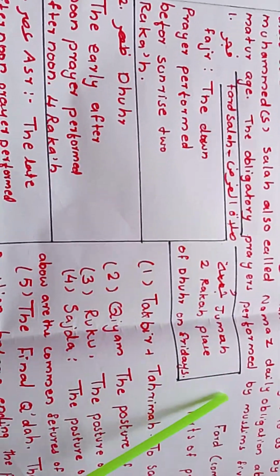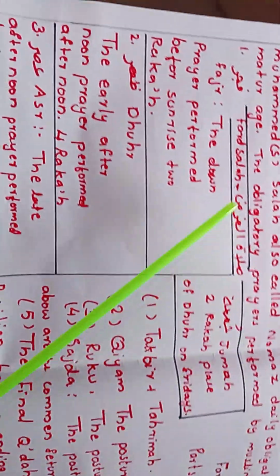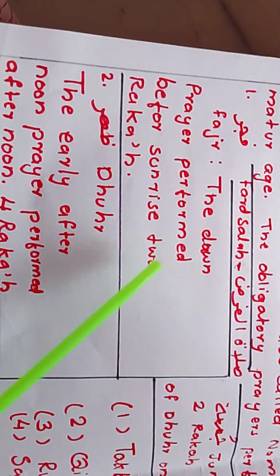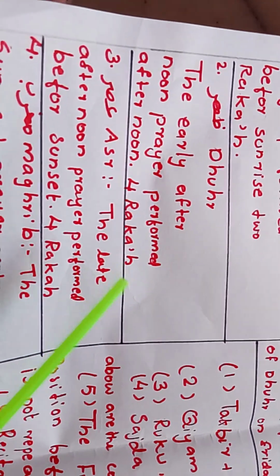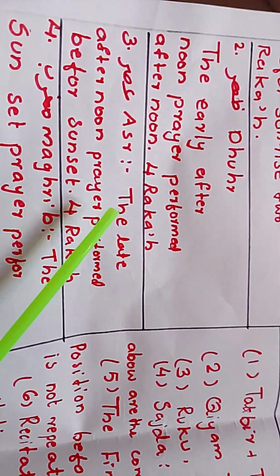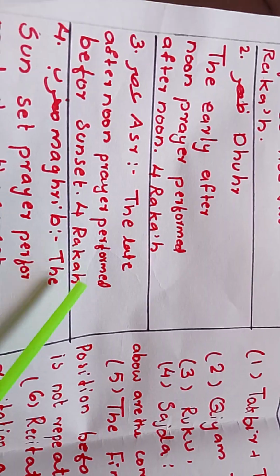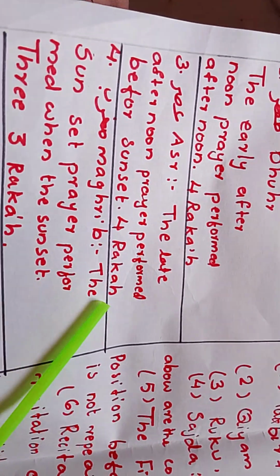The obligatory prayers performed by Muslims 5 times daily. First is Fajr, the dawn prayer performed before sunrise, 2 rakah. Second is Luhar, the early afternoon prayer performed in the afternoon, 4 rakah. Third is Asr, the late afternoon prayer performed before sunset, 4 rakah.